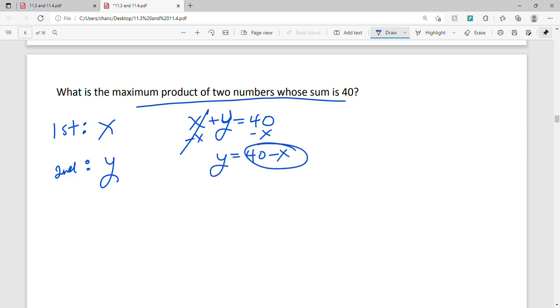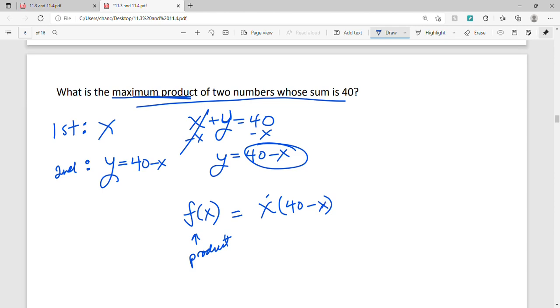This is good because we could use the second number instead of y. We could replace it with 40 minus x. That gives us less variables to work with. What is the maximum product? So we need a function. We'll create a function that represents the product of the two numbers. So let's say f of x, which is our product function, is equal to the first number times the second number. But instead of the second number being y, let's put it as 40 minus x.